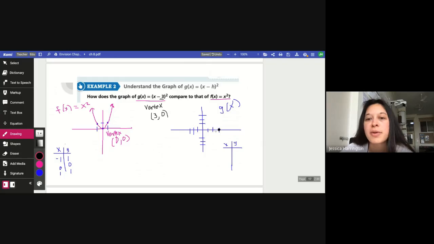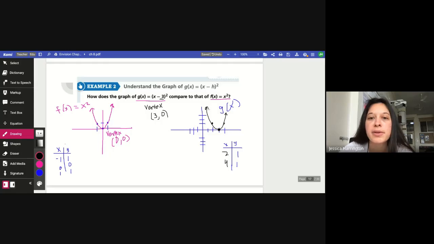That's helpful because now I can pick points to the left and right of it. I can pick 2, and I'll pick 4. If I plug in 2, 2 minus 3 is -1, and -1 squared is 1. Plug in 4: 4 minus 3 is 1, and 1 squared is 1, which is what it should be, right? They should be the same. So I know I'm on the right track. And I have here 1 and 1. There is my new parabola.